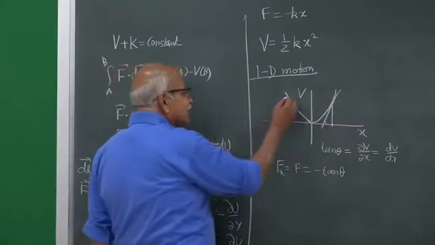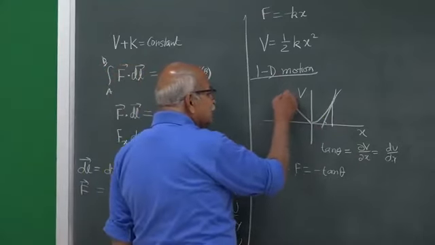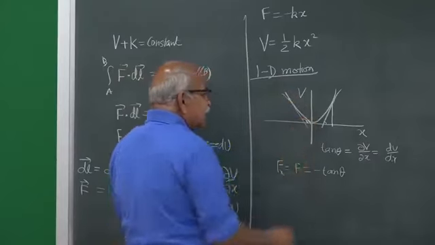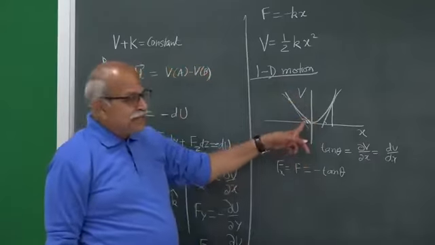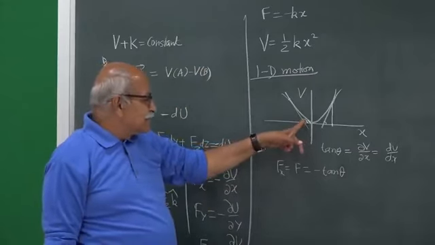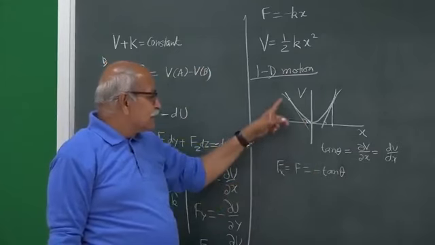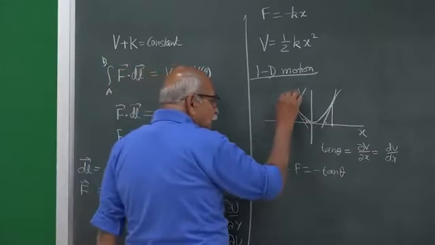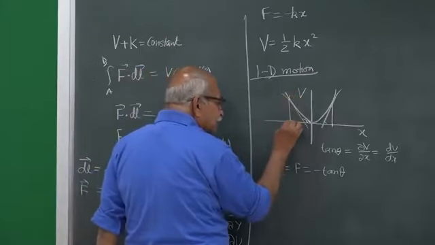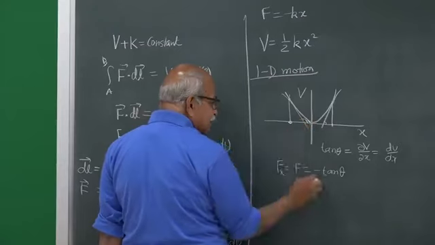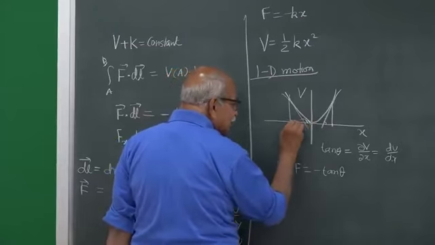Whereas, if the particle is here and if you draw the tangent, then the tangent is like this, the angle is more than 90 degrees, an obtuse angle, and the value of tan theta will be negative, and therefore the force will be positive. So, if the particle is somewhere here, then tan theta is negative, force is positive. So, force is in this direction.